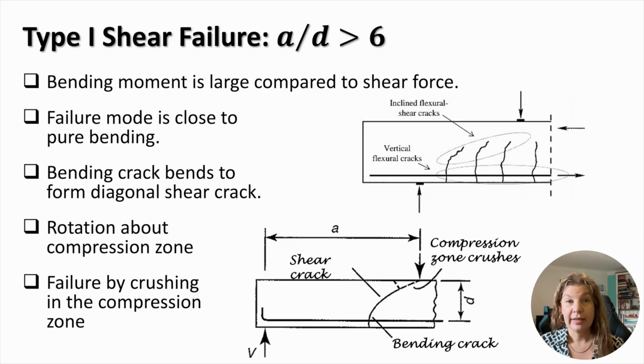Type 1 shear failure occurs in beams with a shear span ratio larger than 6. In such beams, bending moment is large compared to shear force. The failure mode is close to pure bending. In the shear zones, vertical bending cracks bend to form diagonal shear cracks, and with increased loading, one crack reaches the compression zone, after which parts of the beam on either side of the crack begin rotating around the compression zone. Eventually, the beam fails by crushing in the compression zone.